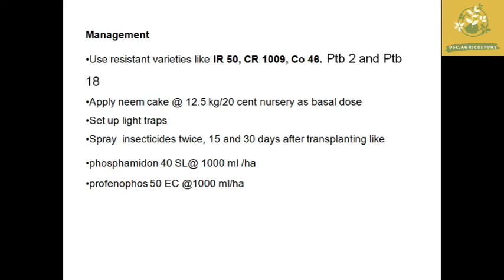And some of the management practices for GLH are use of resistant varieties, and applying neem cake at 12.5 kg per 20 cent nursery as a basal dose, and some other best methods like use of light traps and some insecticide spraying methods are also effective in GLH.